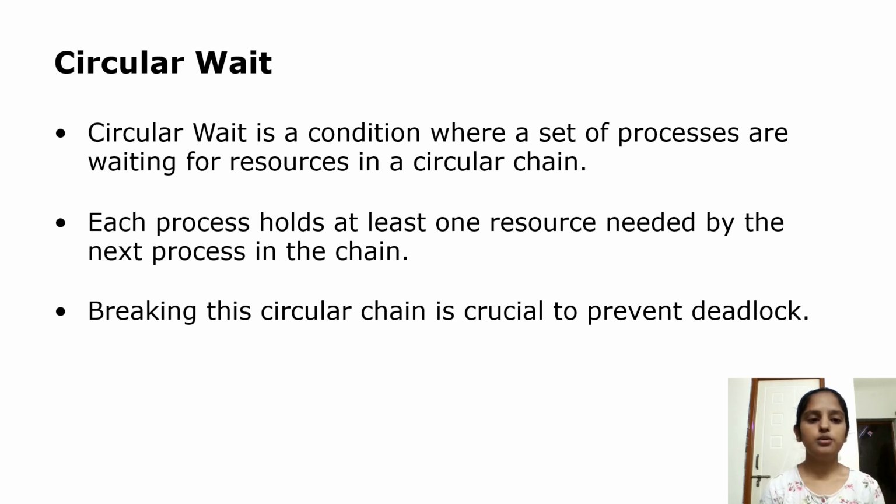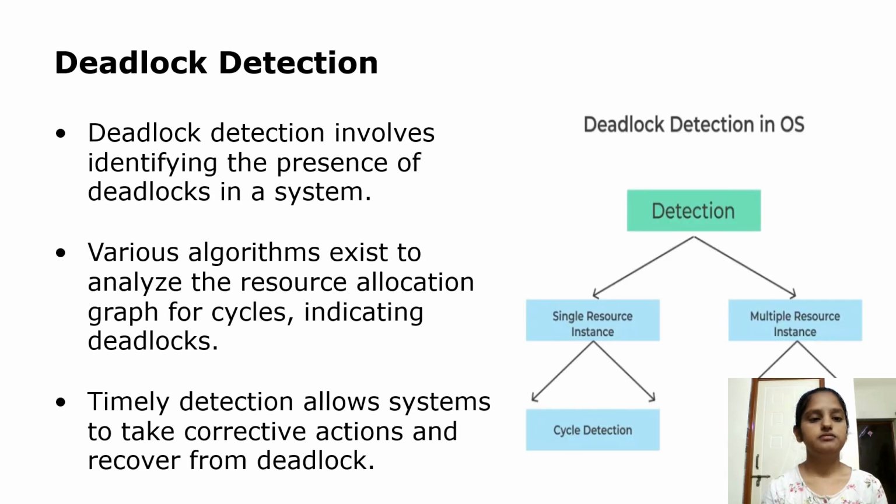And coming to circular wait. Circular wait is a condition where a set of processes are waiting for resources in a circular chain. Each process holds at least one resource needed by the next process in the chain. Breaking this circular chain is crucial to prevent deadlock. We can see circular wait in the previous picture we have observed.